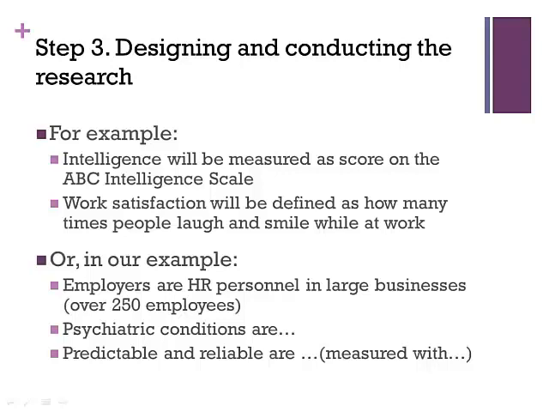So remember at the beginning I said the process of conducting a research study often involves narrowing of our question into a manageable form. We would have to define psychiatric conditions. What does that term mean? And so we might identify specific psychiatric conditions that we're going to look at for this study. We have to define predictable and reliable. And we would have to figure out how we're going to measure those constructs too. So that's step 3, defining and figuring out how we're going to measure these variables.